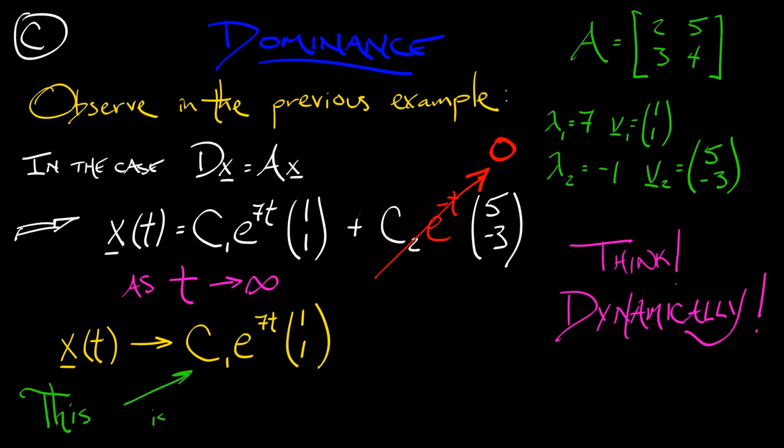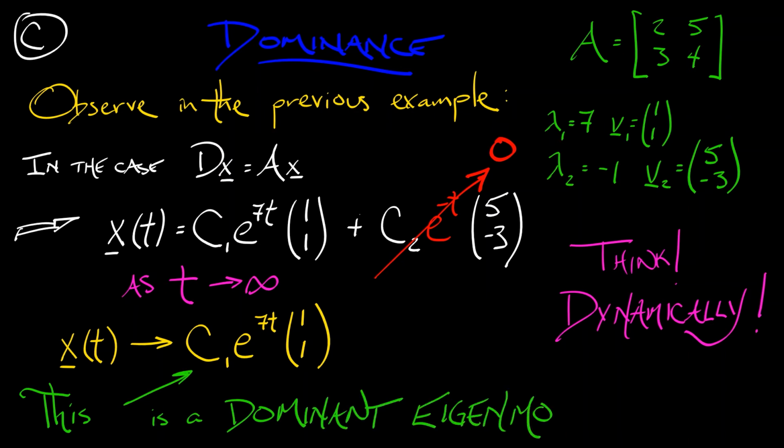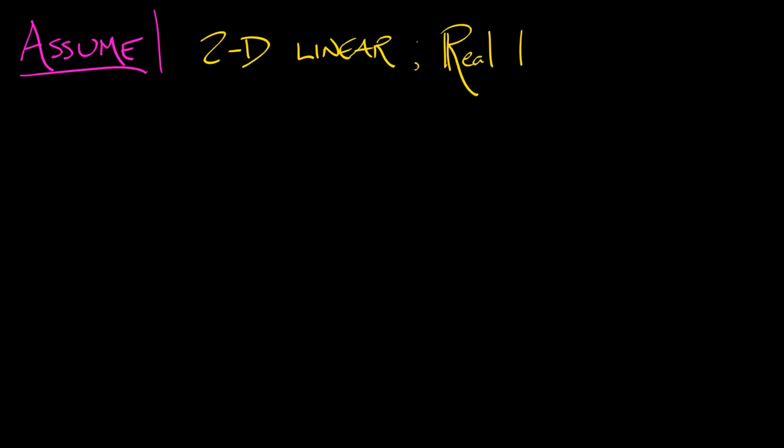Now, this is really interesting. This portion of the solution is what you might call a dominant eigenmode. Okay, but what does that really mean? Well, let's assume that we are looking at a 2D linear system, and we're in the case where we have real distinct eigenvalues, lambda 1 and lambda 2.